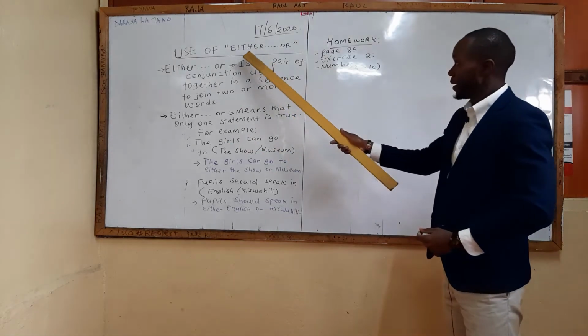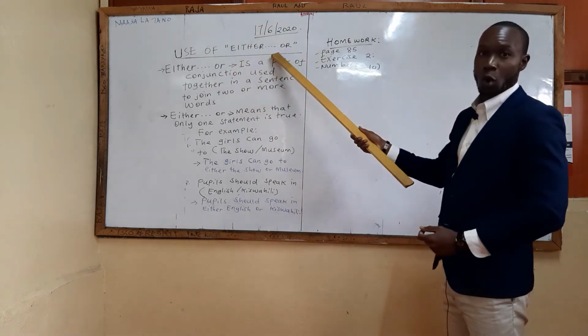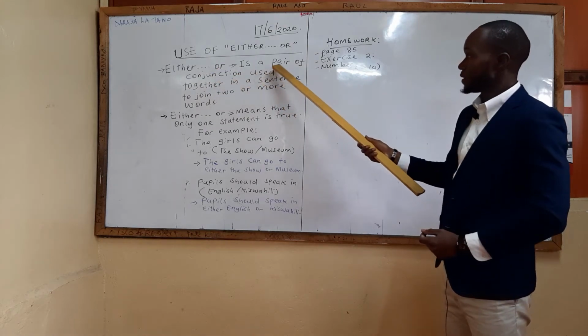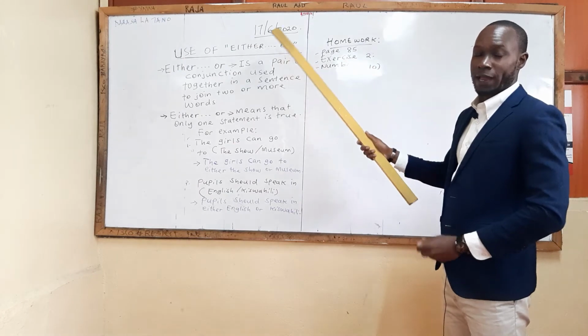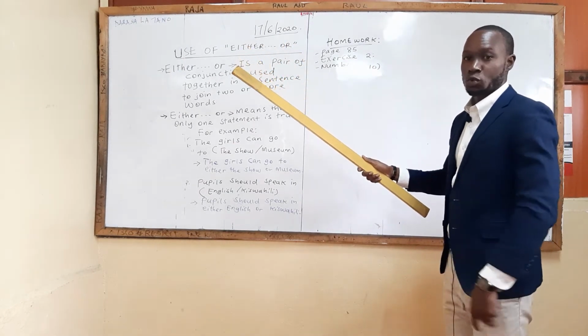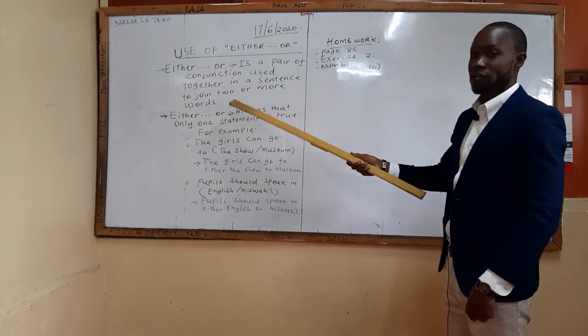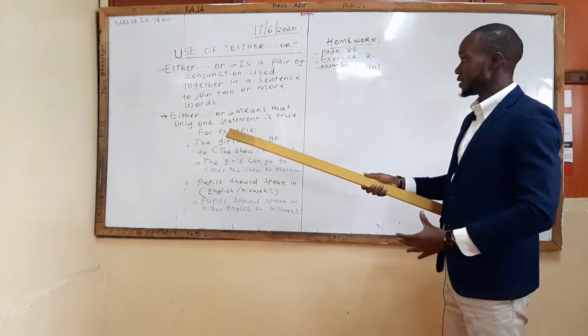So, we have talked about the use of either or. And we have said that either or is a pair of conjunction. A pair means two. Like a pair of long trousers because there are two. A pair of socks because there are two. But conjunction is a joining word, a word that is used to join two or more sentences.